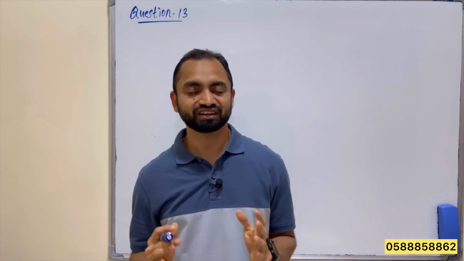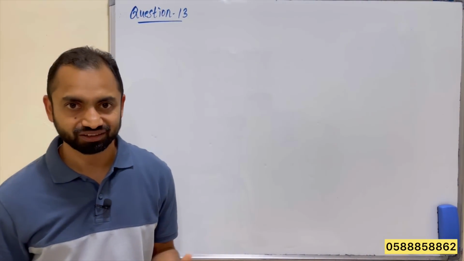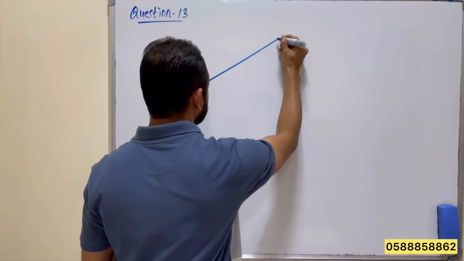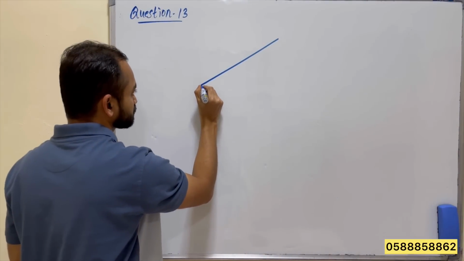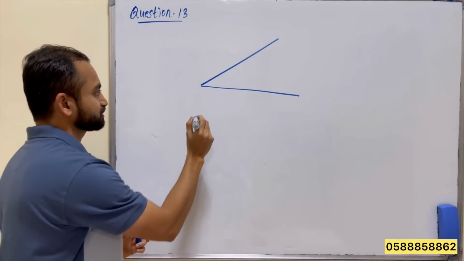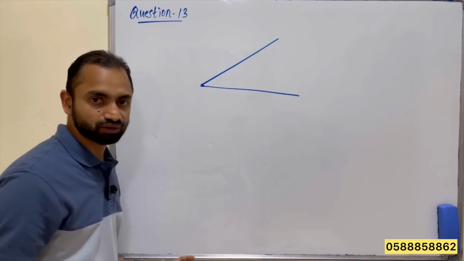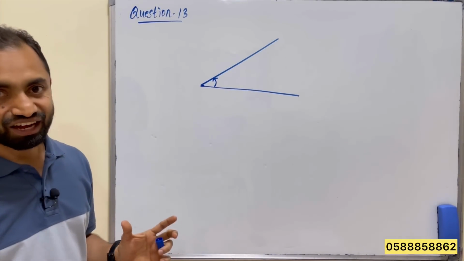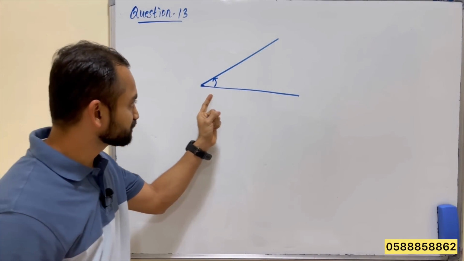Question 13, we are discussing how to solve problems from the topic inclined plane. So we have an inclined plane here. This is the inclined surface and this is our horizontal, meaning our ground. This is the horizontal, and this is the inclined surface. And what is this? This is the angle of inclination, the angle made by the inclined surface with the horizontal.